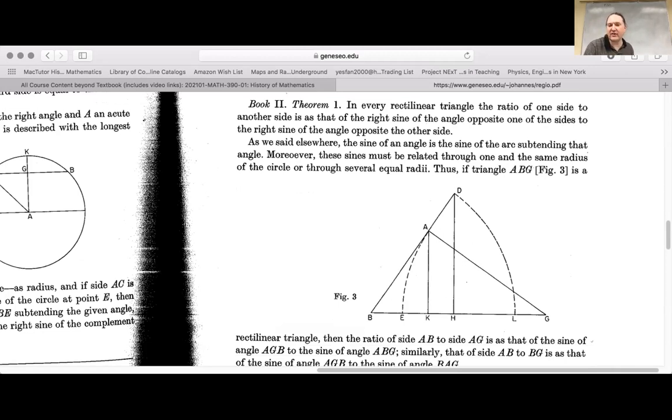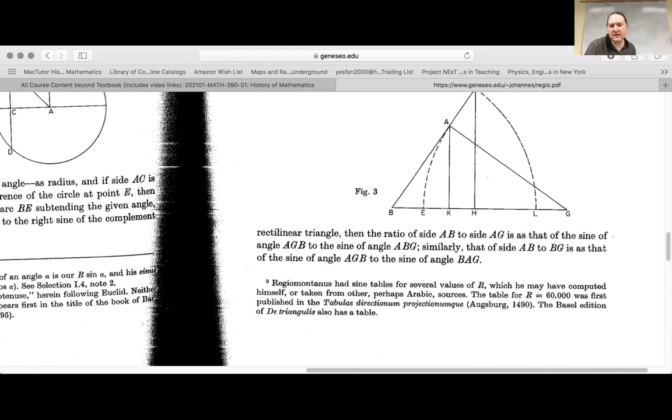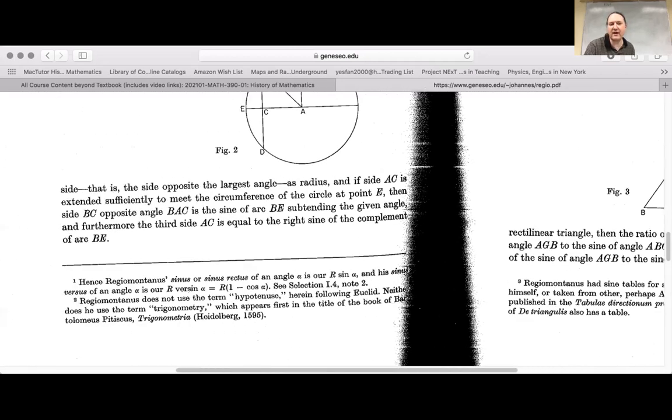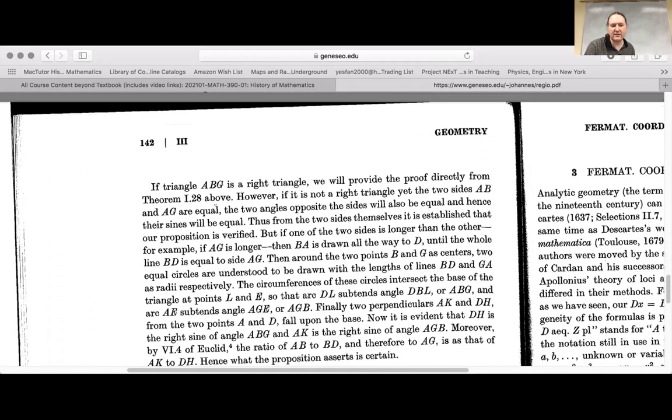In fact, proving the law of sines is not so terribly difficult because it just amounts to finding this height in two different ways. And that's the way we'd prove it today. That's the way Regiomontanus proved it back then. Nothing very stunning. Let's see if we have anything noteworthy here.